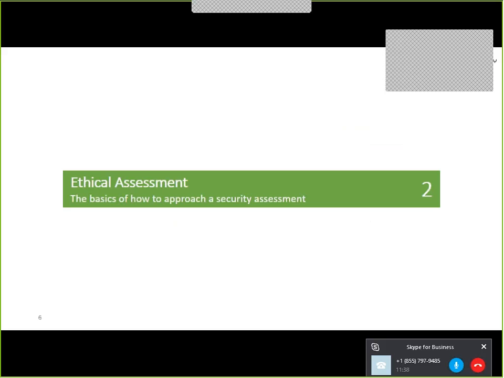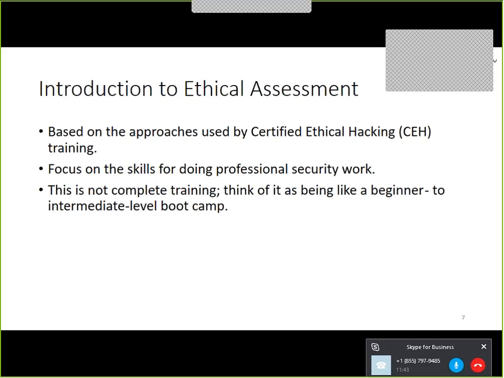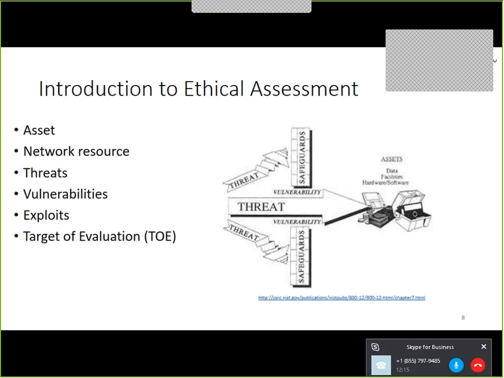So, ethical assessment. How do you go about assessing these industrial control systems, knowing these types of constraints? Let's start with what ethical assessment is. It is based on an approach called CEH, Certified Ethical Hacking, the certification method to teach people how to hack in a professional way. It focuses on the skills rather than, let's say, the fun of it, which is what a lot of things you'll see are about. What I'm about to talk about is by no means complete training, but think of it as an overview of the type of process that you go through.